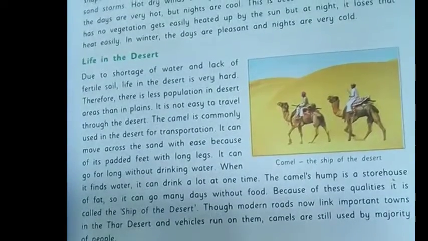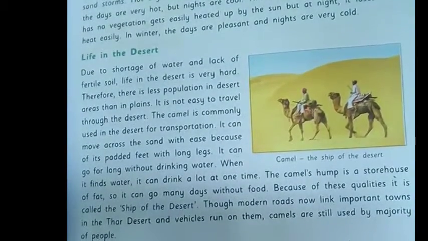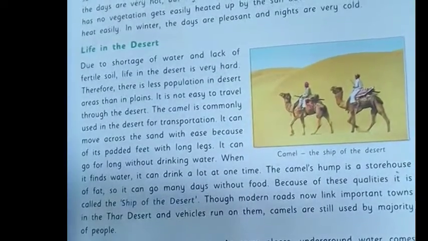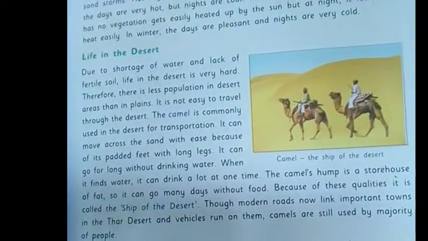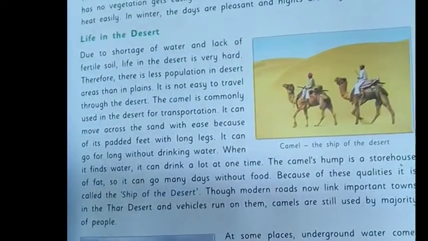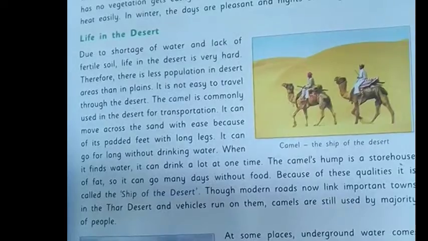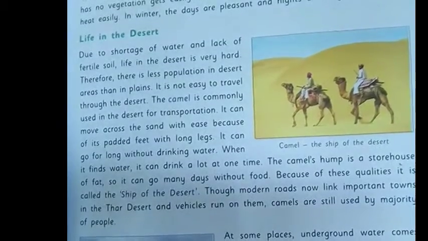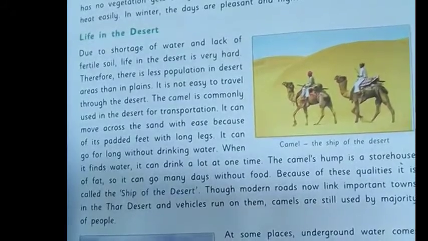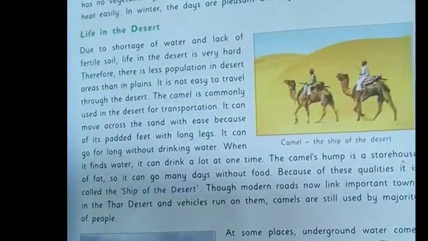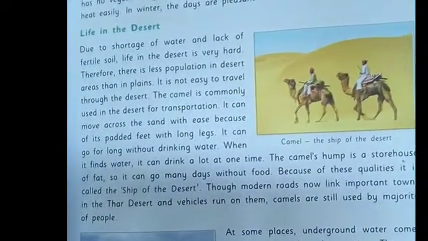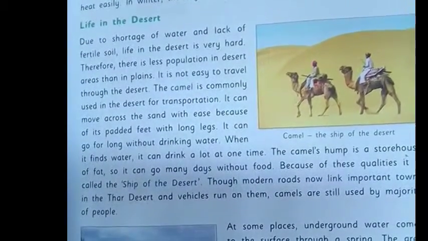When the camel gets water, it drinks a lot of water at a time. Now the camel's hump is also called a storehouse of fat. Without food, it can go for many days. And rightly, it is also called the ship of the desert.